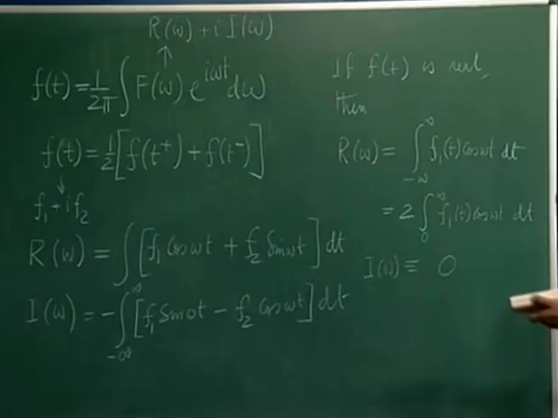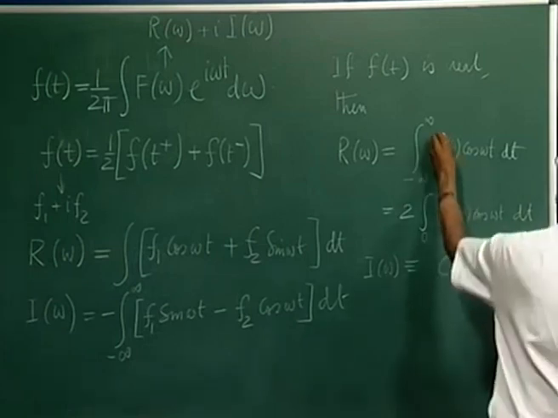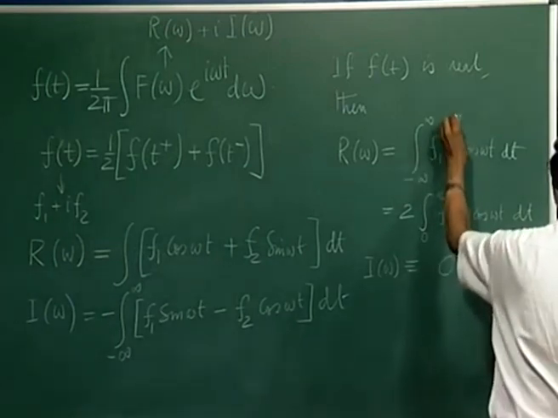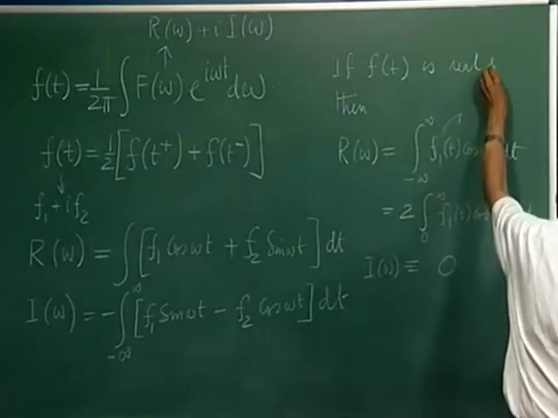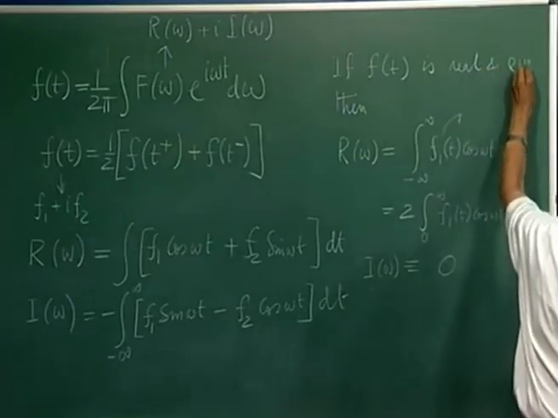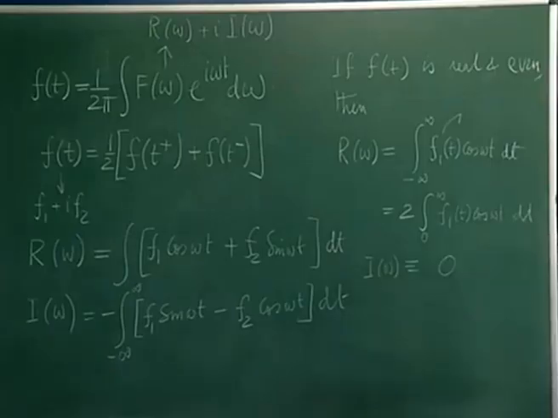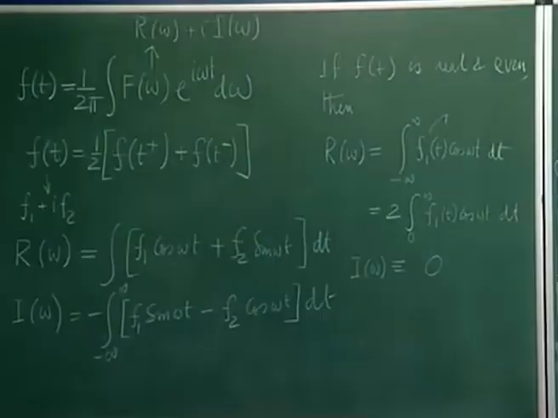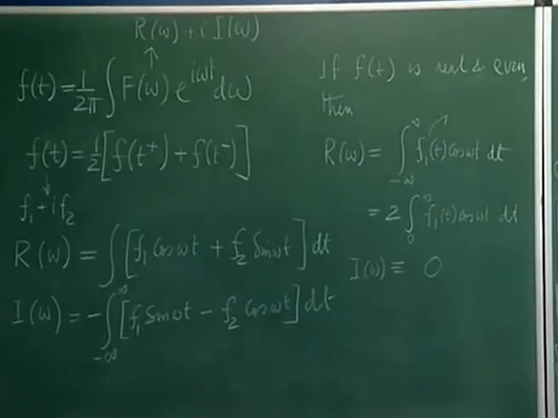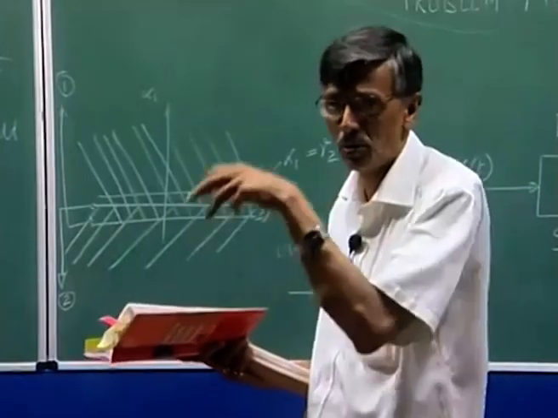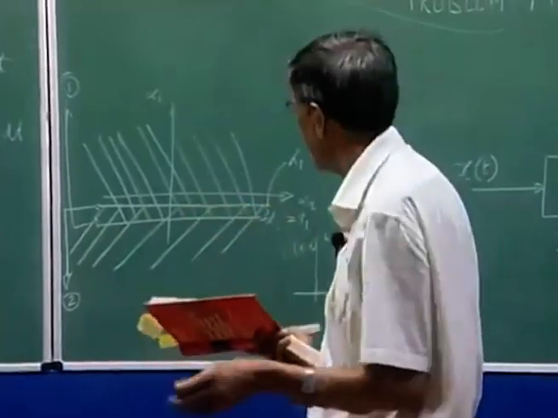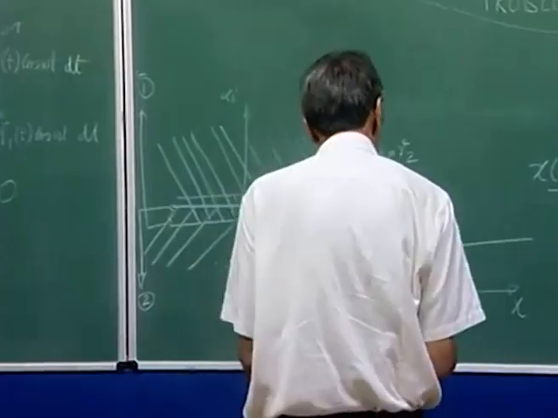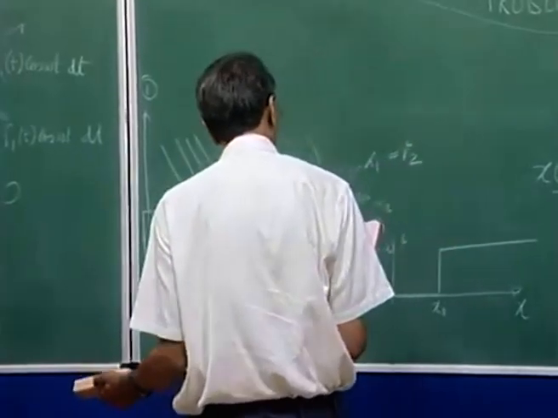Now, this is of course true when we have said this f1 of t is real and even, right. We have to be careful. If f of t itself is real and odd, then all this logic flips over. Then R of omega will be 0 and I of omega will be 2 times that split integral, right. So, please do understand some of these subtle issues.